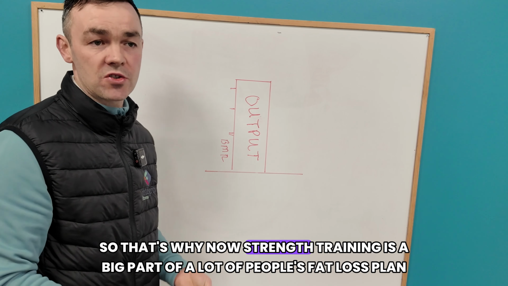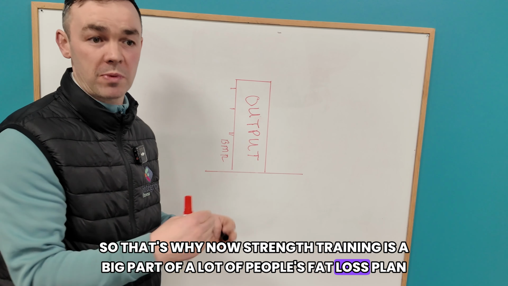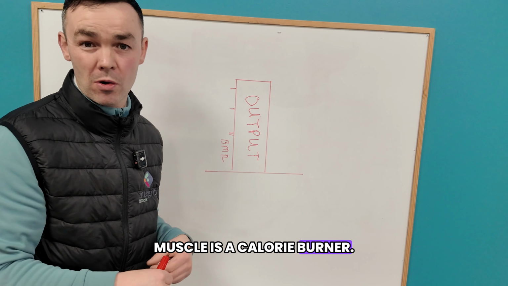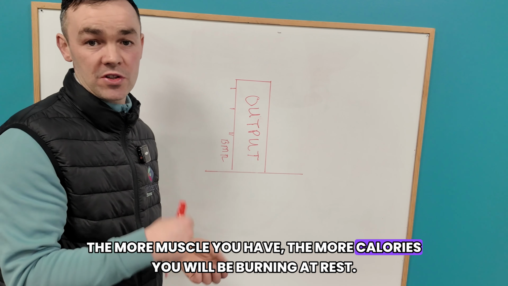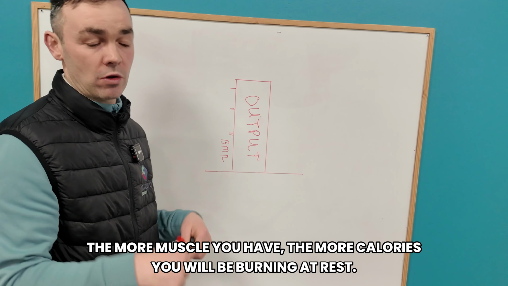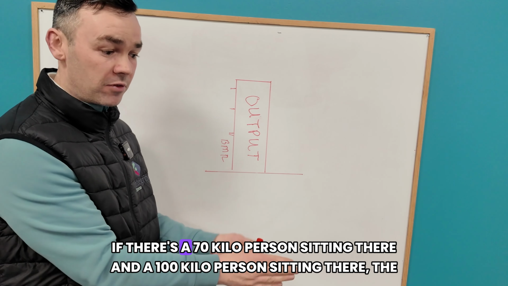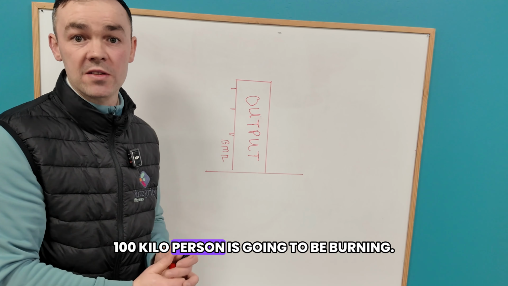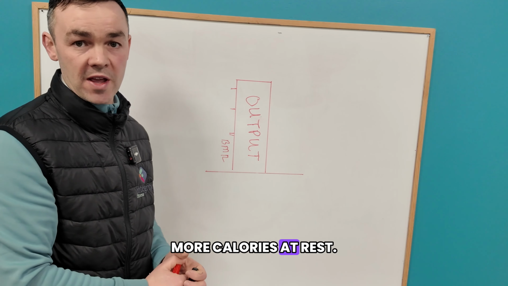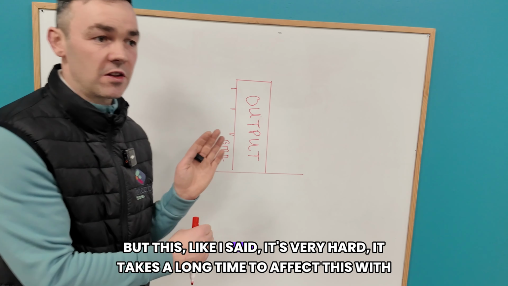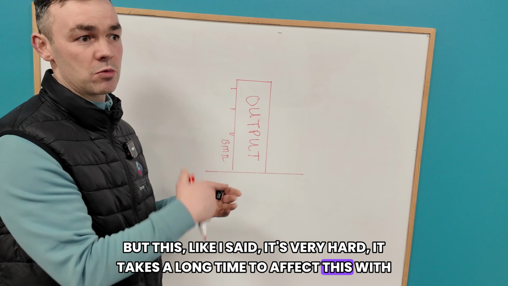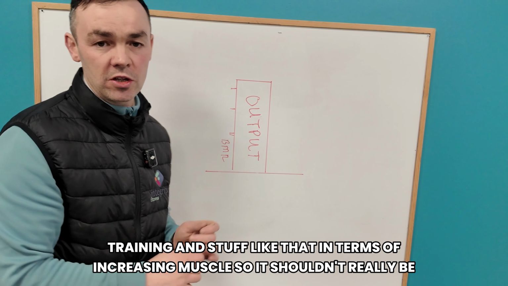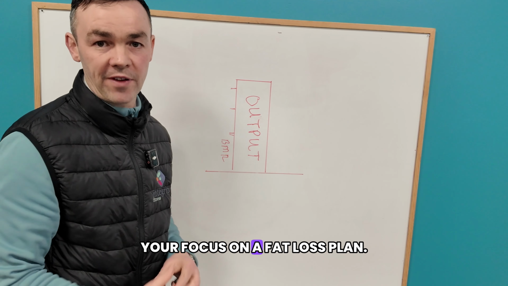That's why strength training is a big part of a lot of people's fat loss plan, because we want to maintain muscle. Muscle is a calorie burner. The more muscle you have, the more calories you will be burning at rest. And it makes sense. If there's a 70 kilo person sitting there and a 100 kilo person sitting there, the 100 kilo person is going to be burning more calories at rest. But like I said, it takes a long time to affect this with training in terms of increasing muscle, so it shouldn't really be your focus on a fat loss plan.